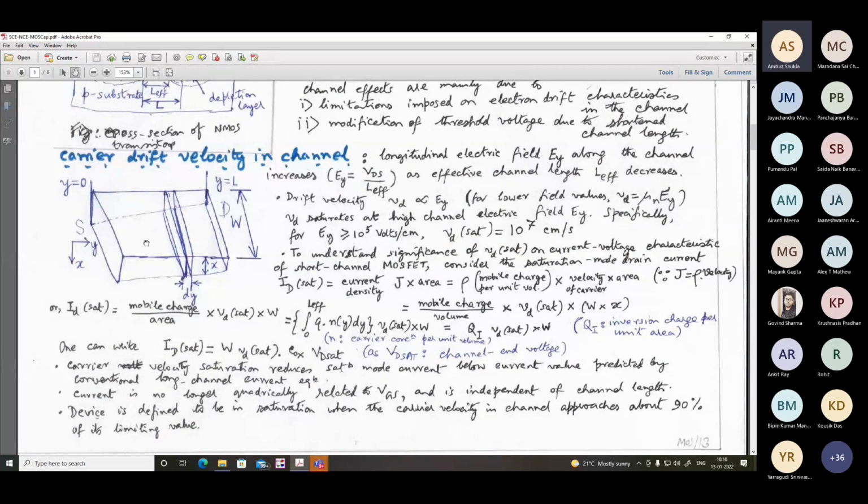This is the channel length. This is the width of the plate, and this is the thickness. Okay, that means as if this is a three-dimensional channel. Now consider the saturation mode drain current.